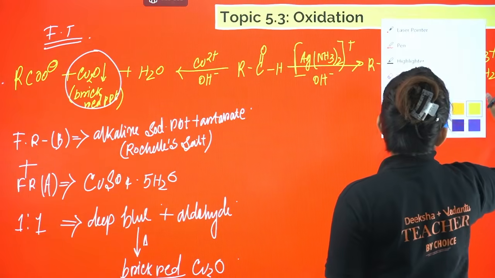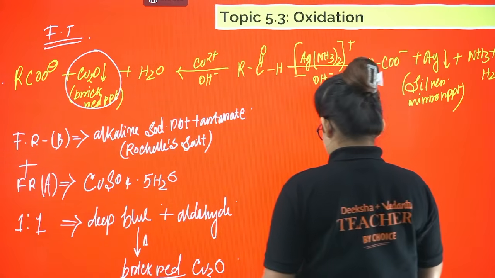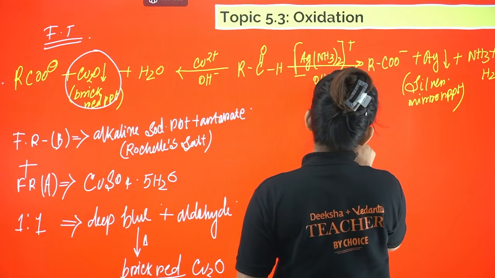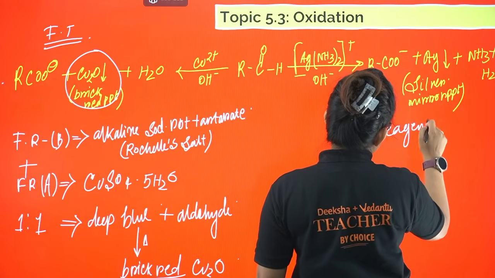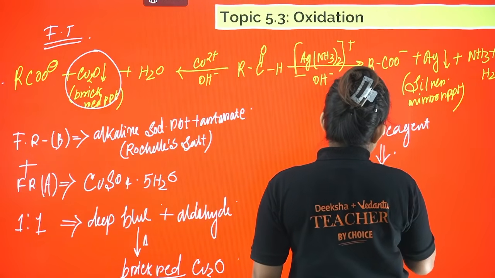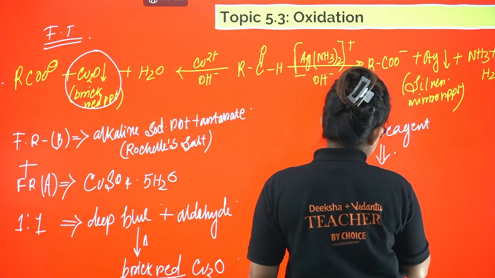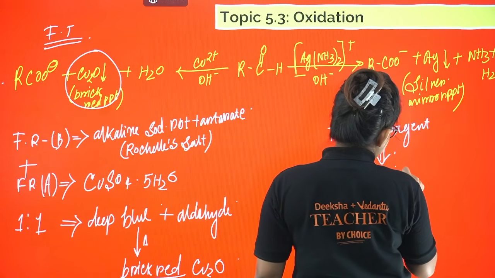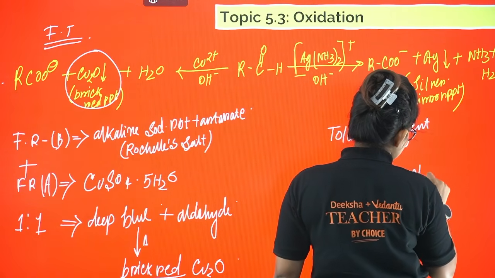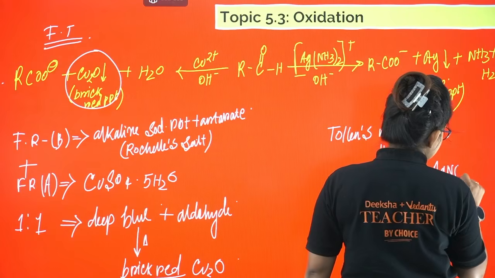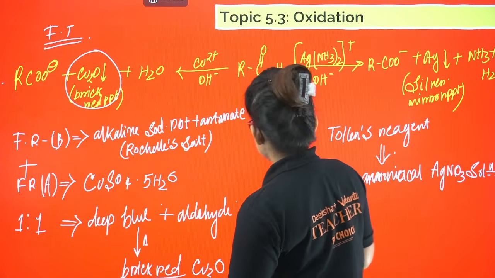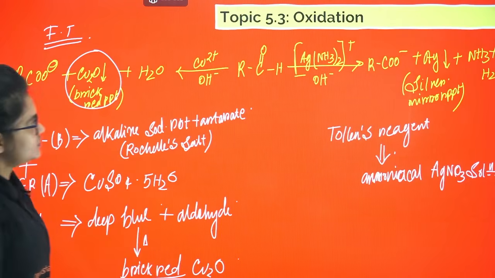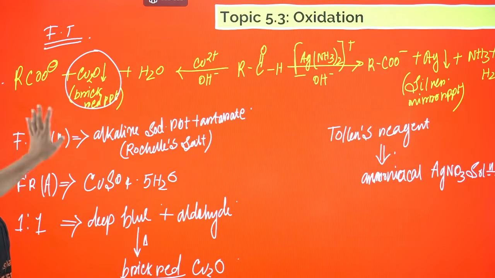Here, let me just tell what the Tollens reagent is. Tollens reagent is basically ammoniacal AgNO3, silver nitrate solution. That will give you some silver mirror precipitate. That is your Tollens reagent. I guess all the Fehling's and Tollens tests are clear to you.